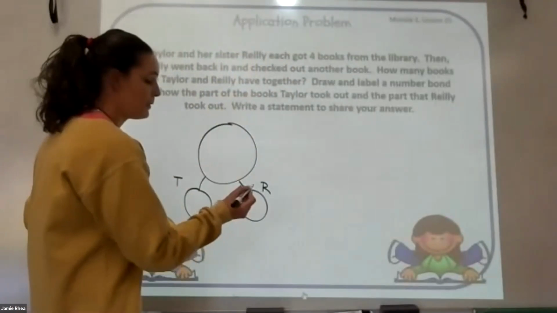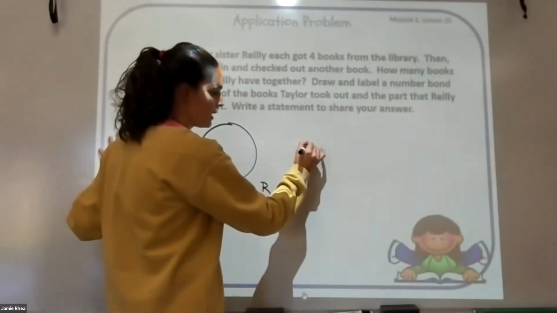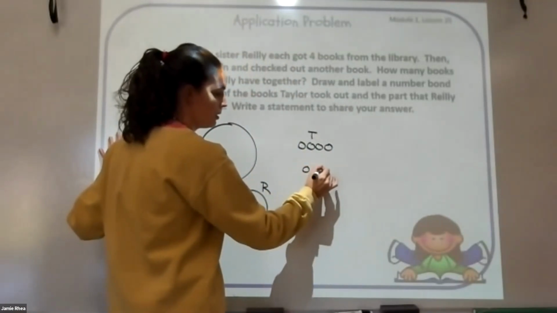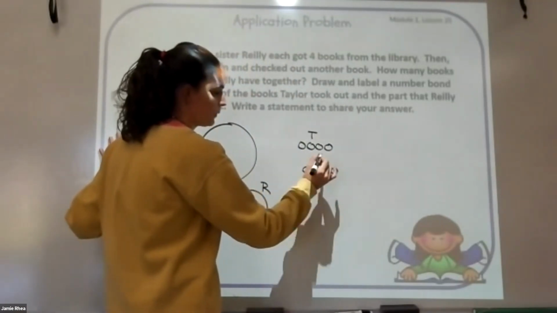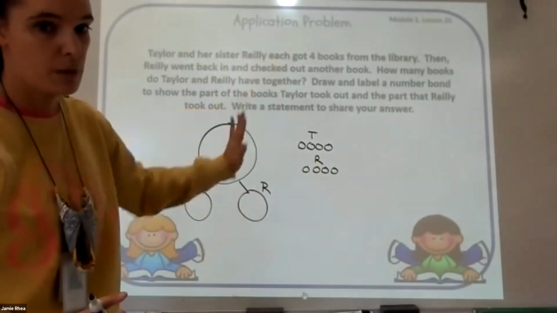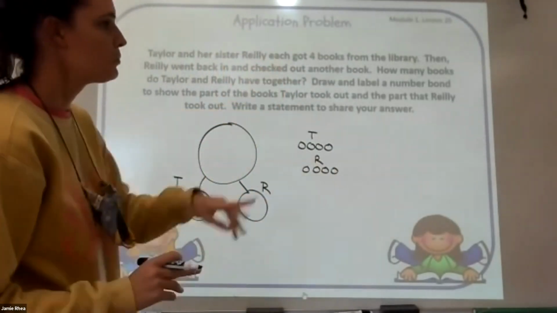So let's do this. I'm gonna draw out 4 for Taylor. I'm gonna label that T for Taylor, and 4 books for Riley, okay? Now let's not fill this in yet because we're still looking for information. We're looking for our clues.